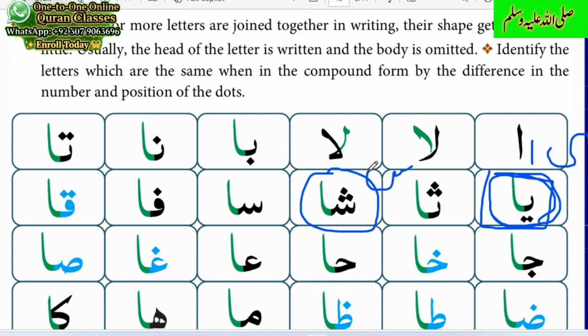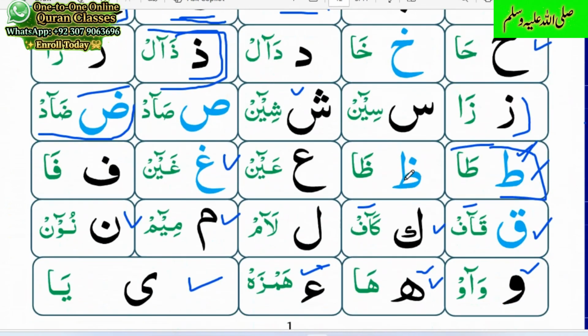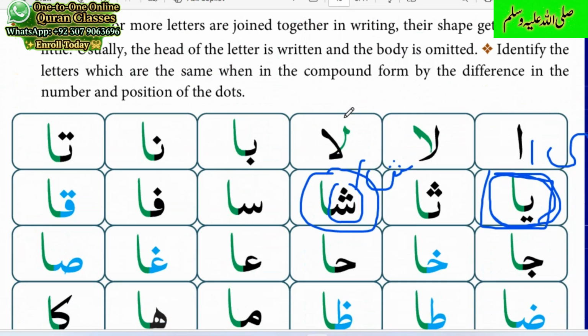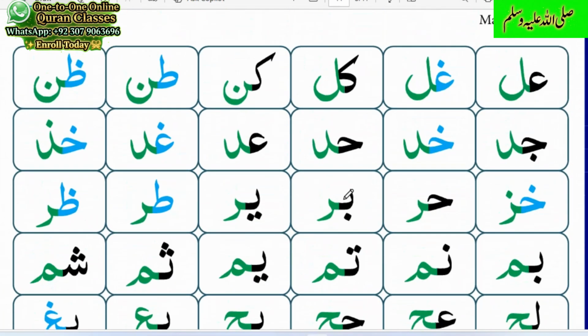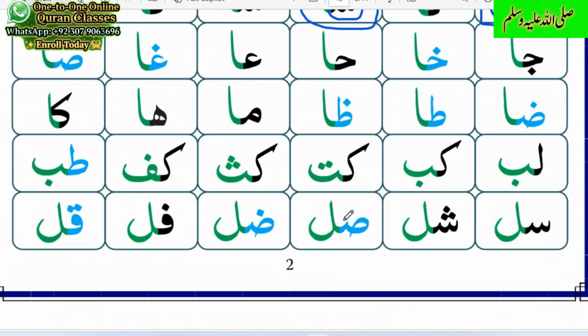Here you can see the shape of Sheen has been changed. In lesson number 1 you read this one, Shin. Here just the head is written, so you have to identify it by the head. Like this one, Sheen, with three dots upon it. That is the sign to recognize it. Similarly you can see Ain, Ghain, Sad, and another letter, Ba. By dots you can recognize all letters.